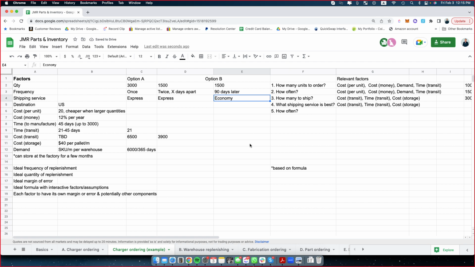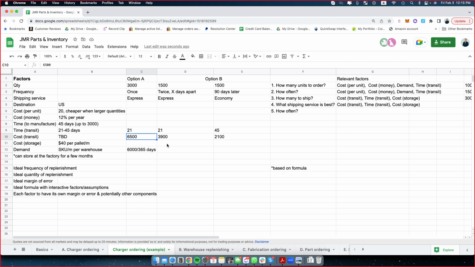Okay, so then let's talk about the cost of storage. We talked about the time of transit. Let's say this is 21 days and this is 45 days. And let's say this is potentially going to be, I don't know, 2,100. So potentially this is cheaper because this is now economy, and this is together 6,000 versus 6,500.